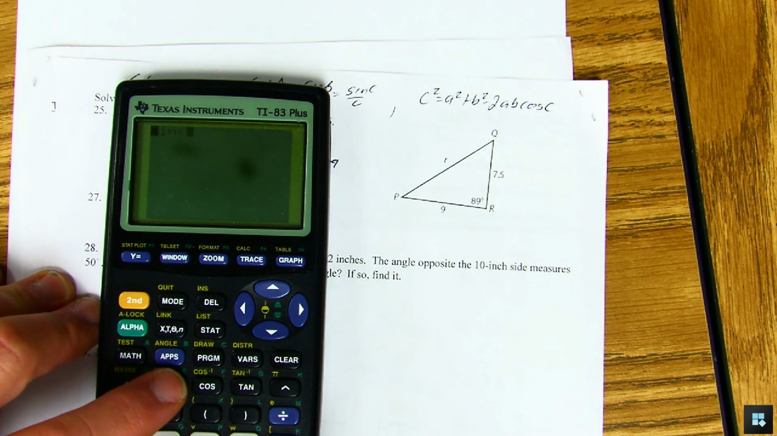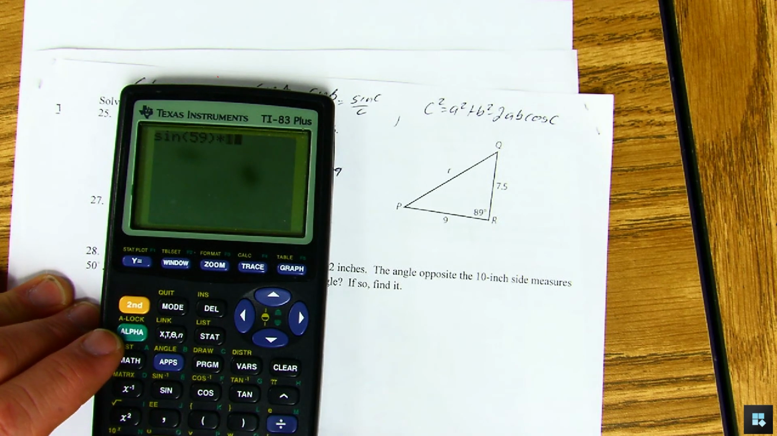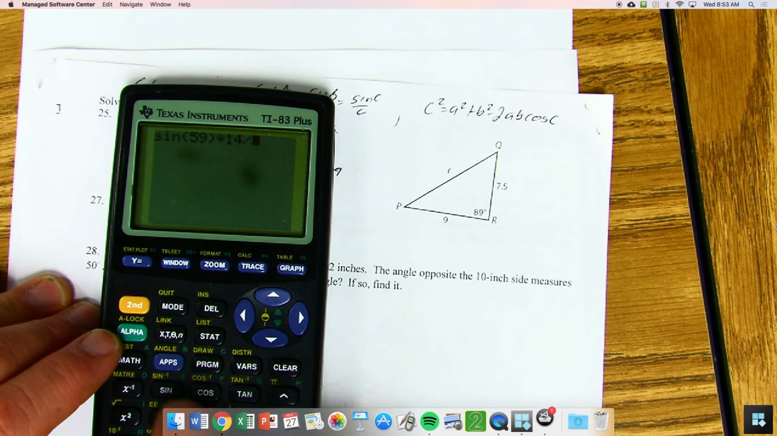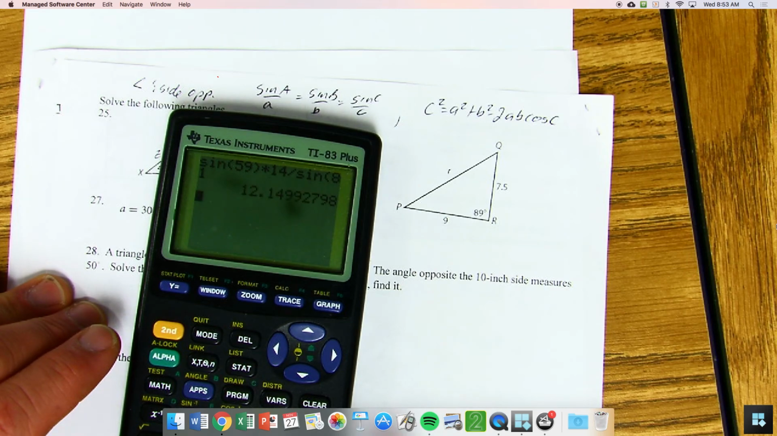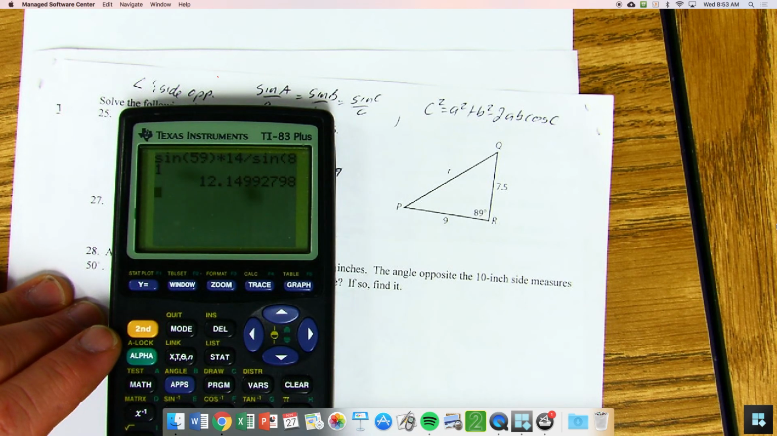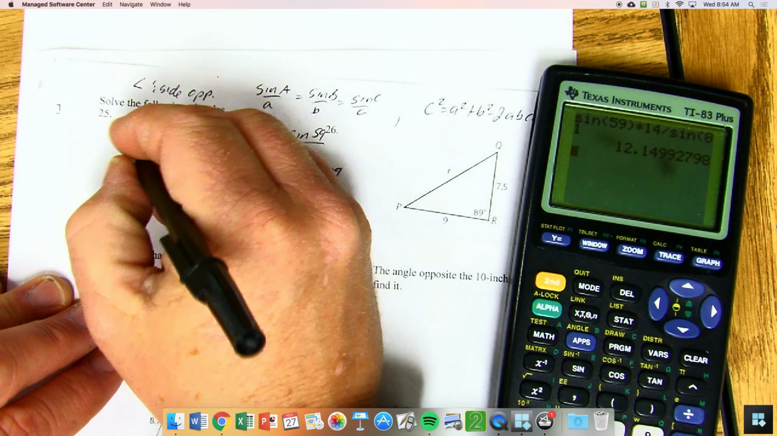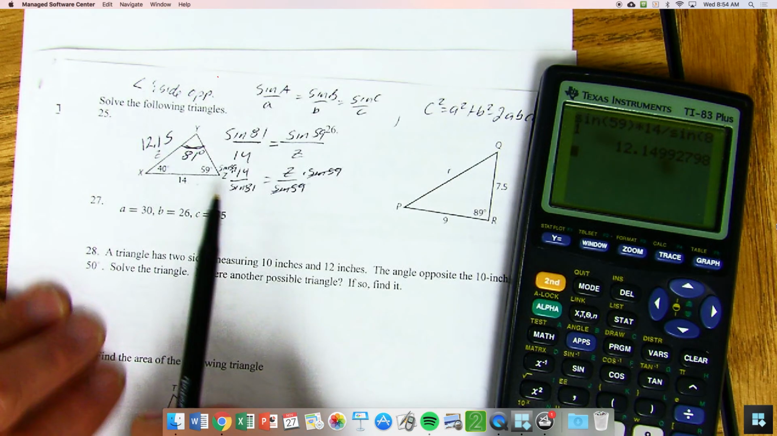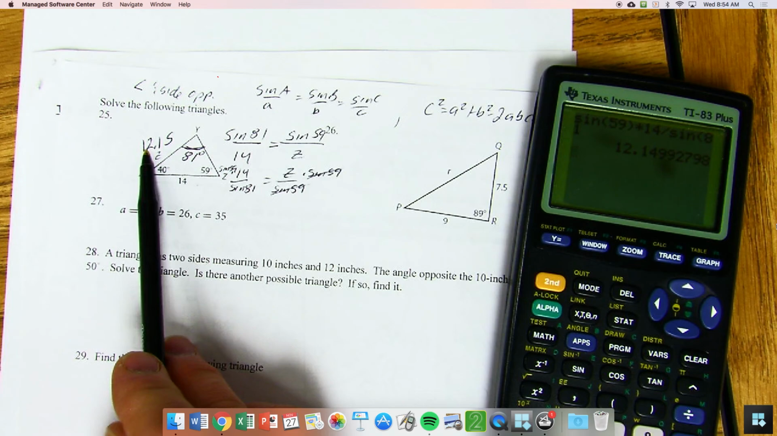So I might hit sine 59 in parentheses times 14 divided by sine 81. Hit enter. I get 12.1499, which is 12.15. So z is 12.15. See if that makes sense. 81 is bigger than 59. 14 is bigger than 12. We're good. So far, so good.